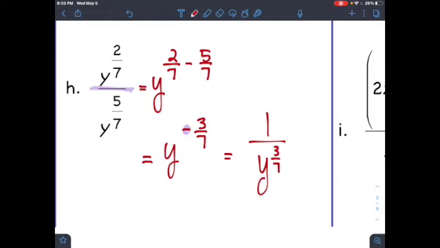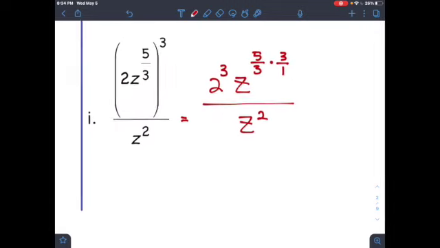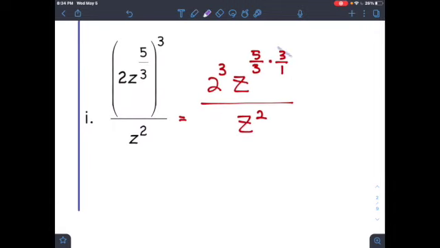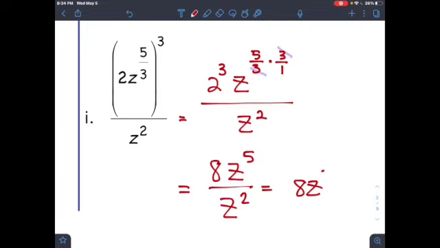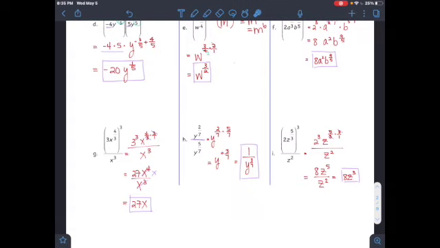2 to the third power, z to the 5/3 times 3 over 1, over z to the second. So by doing that, we are going to cancel the 3, 8z to the 5th over z to the second. Now notice the z's can still cancel out because I have 5 of them on top, 2 of them on the bottom. 8z to the third. When you have your exponents with different kinds of rules, the only difference is that it's a fraction term instead of a whole number.